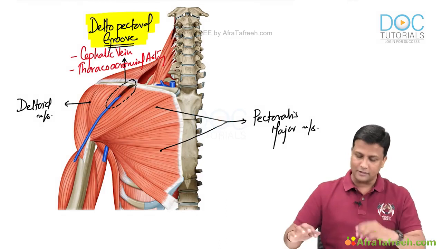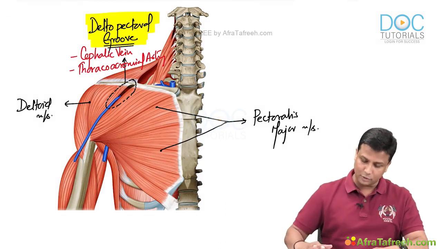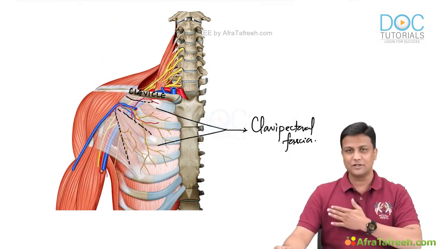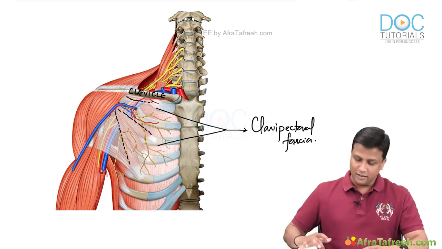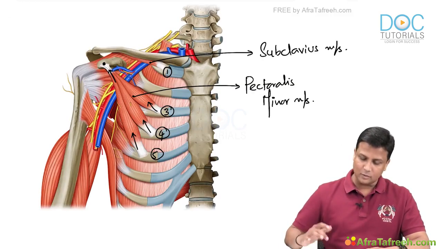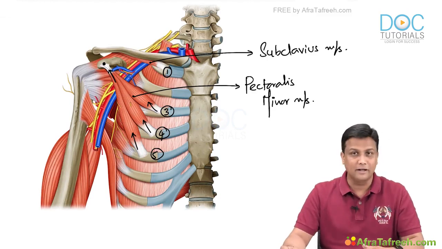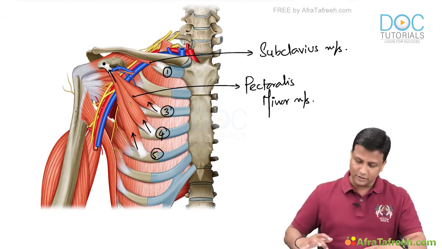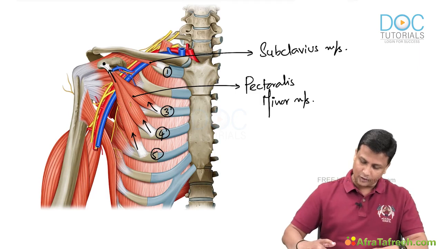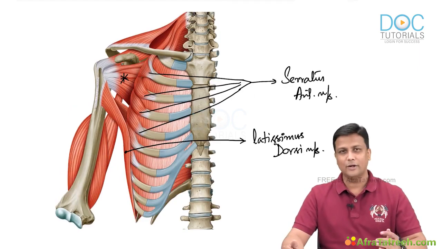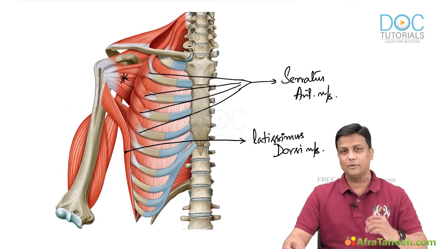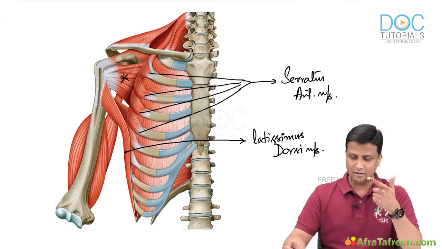If you remove this pectoralis major muscle, below this you will be able to find a fascia. That fascia will be the clavipectoral fascia. If you remove this fascia, actually that is the one which is enclosing those two muscles, subclavius muscle and the pectoralis minor muscle. And if I remove these also now, along with all that artery, vein and everything, this is how it looks like.